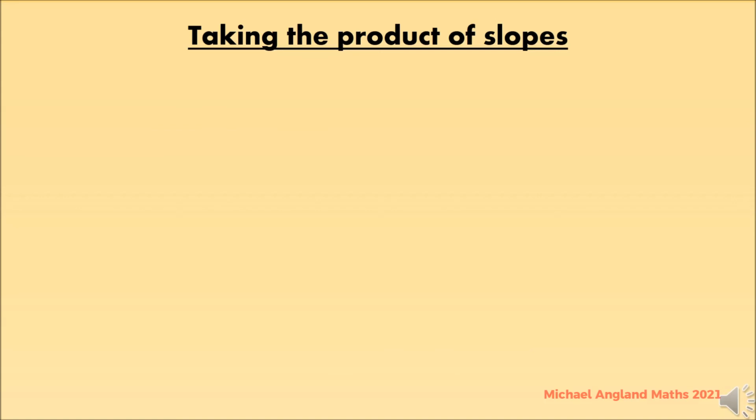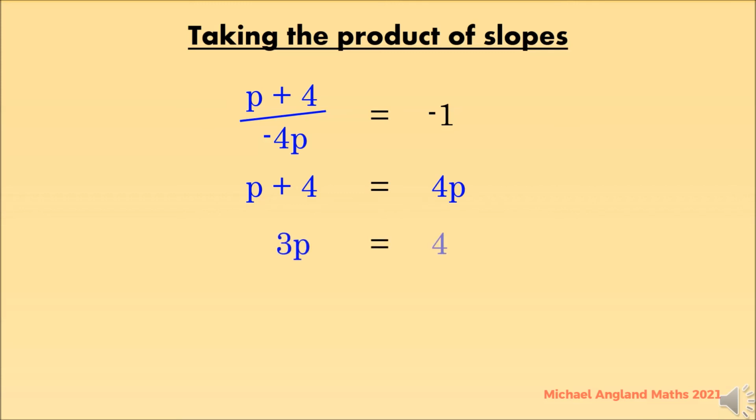From the previous slide, we had p plus 4 over minus 4p is equal to minus 1. Now, multiply through by the denominator, minus 4p, and we get on the left-hand side, p plus 4 is equal to, on the right-hand side, minus 4p times minus 1 is 4p. Now, solving for that by subtracting p from both sides, we get 3p is equal to 4. Dividing through by 3, we get p is equal to 4 on 3. Now, in the next slide, we're going to substitute that in to the equations we started with.